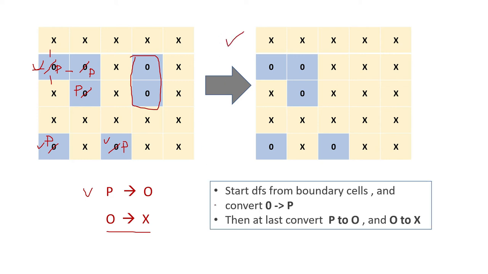So these two things we have to do. We have to start our DFS from boundary cells and convert this 0 to P if they are connected, and that way whatever is inside will not get converted, and then at last convert P to O. So whatever P is present here, that we have to convert to O or 0, and 0 to X. So this 0 we have to convert to X, then only we will get our result. Now we'll see the coding.